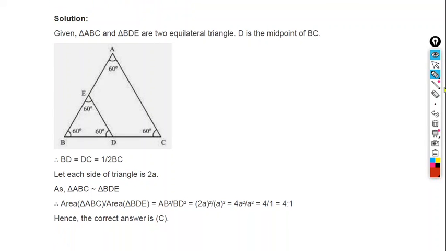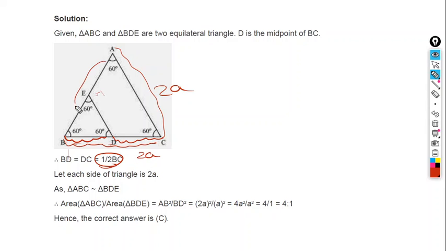Here you can see BD equals DC, which is equal to 1/2 BC, because it is given that D is the midpoint of BC. Now let each side of the triangle be 2A. Let's say AC equals 2A, then BC will be 2A, and AB will also be 2A. If all these sides are 2A, then BD will be half of 2A.